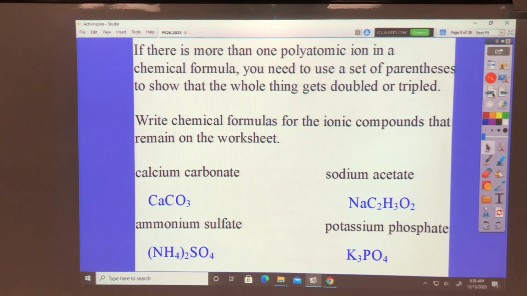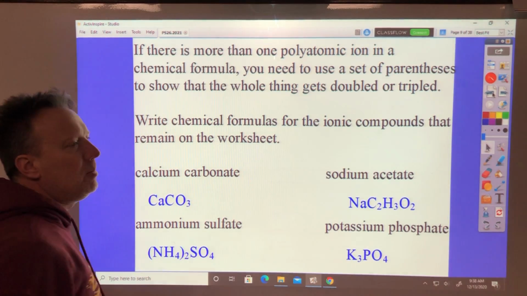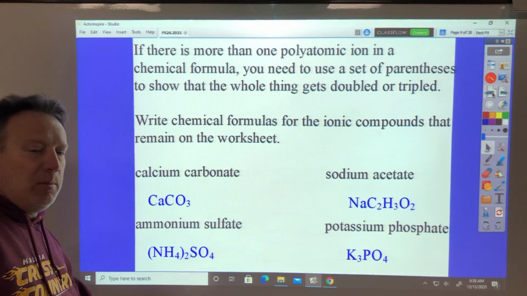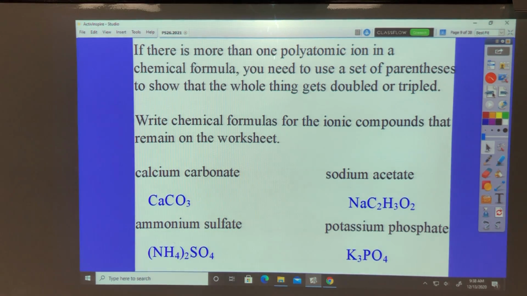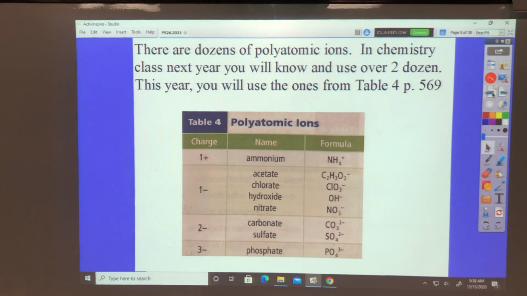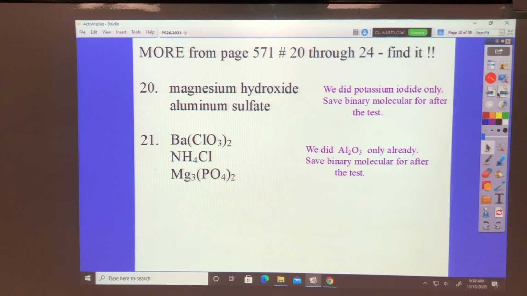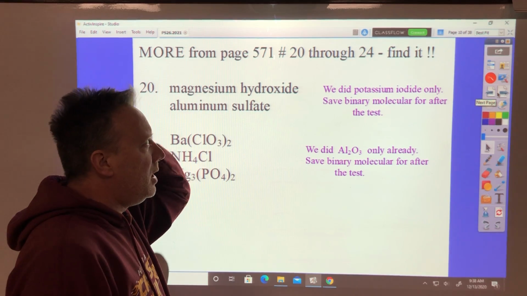And we just finished naming and writing chemical formulas for ionic compounds, a give and take, a positive and a negative from either end perhaps. But these have polyatomic ions in them from table 4. And yes, you'll have that table. No, you won't have to memorize these. Now, let's go to page 571, number 20 through 24.